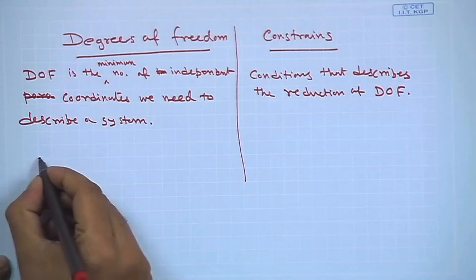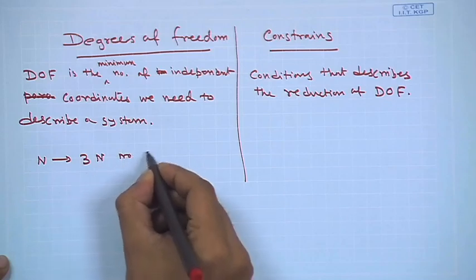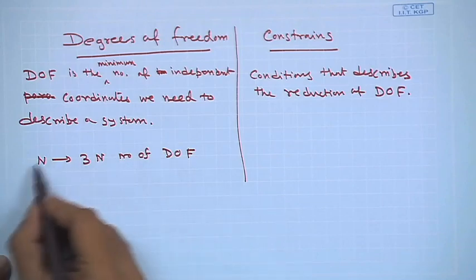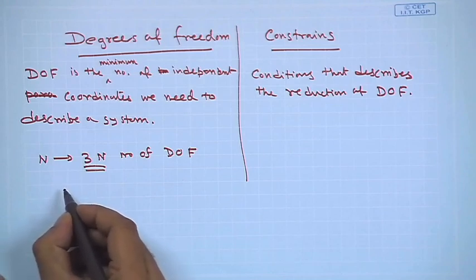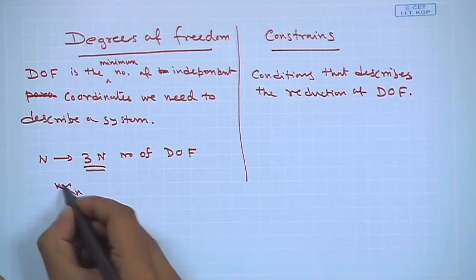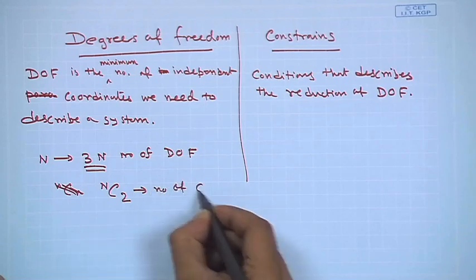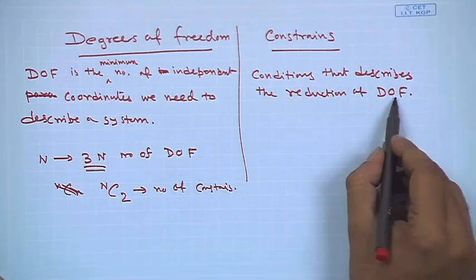For a rigid body, there are many constraint conditions. If I try to formalize it, for an N particle system we need 3N degrees of freedom. But for a rigid body, what is the number of constraints we have? We have NC2 number of constraints, right. A constraint is the condition that describes the reduction of degrees of freedom.